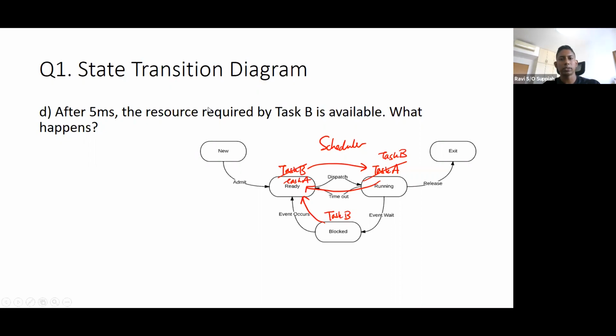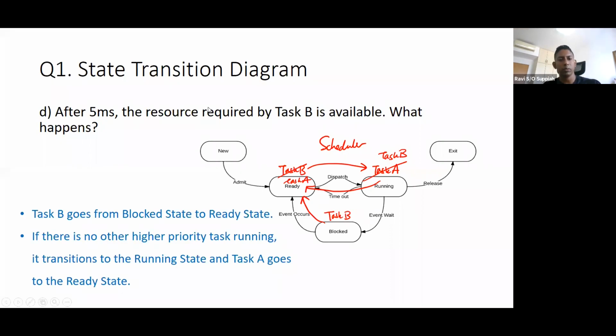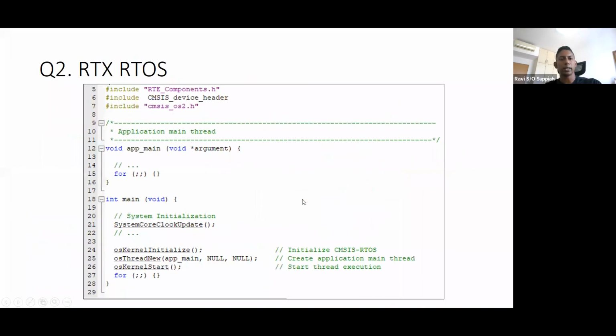Okay, so for this, task B will go to ready state, and then it will transition to running state, and task A will switch from the running to the ready state. Okay, that is the state transition diagram.